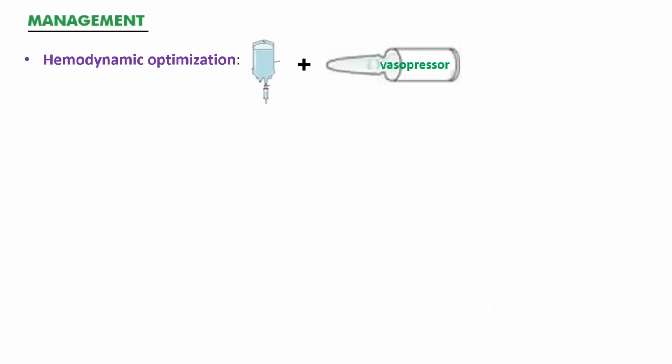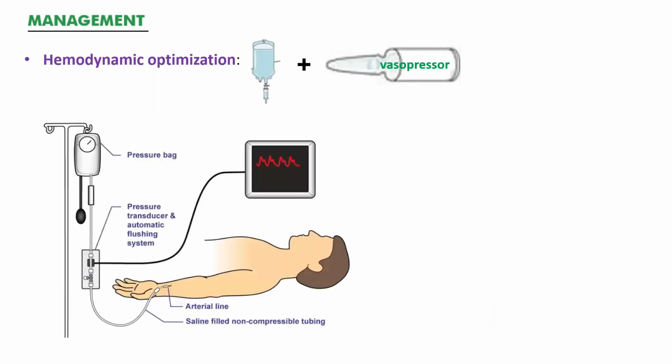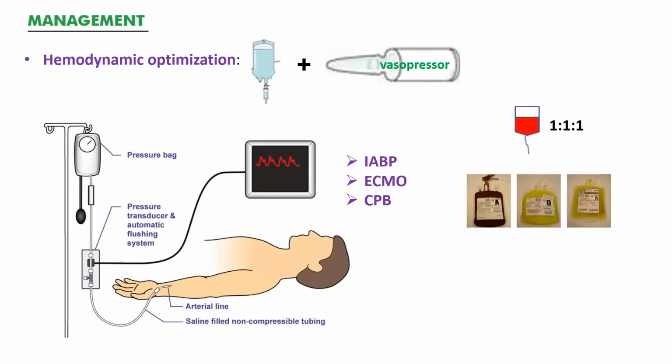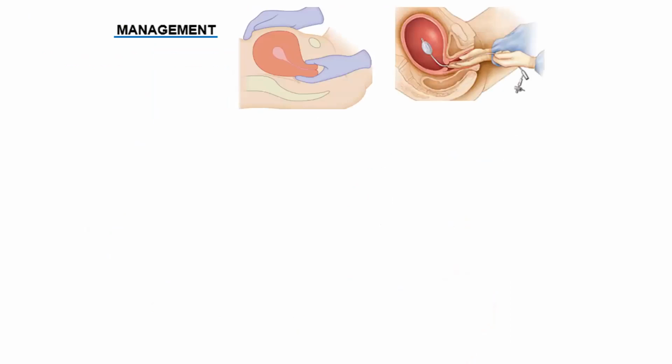Hemodynamic optimization, every intensivist would be very familiar: fluid optimization, vasopressors, connecting them to all the invasive parameters. And sometimes there is a peripartum cardiac arrest. Sometimes the extreme option of IABP, ECMO, and CPB has to be considered. And if there is postpartum hemorrhage and coagulopathy that has set in, transfusion of blood products at 1:1:1 has to be looked into.